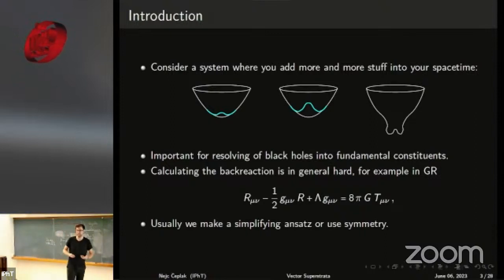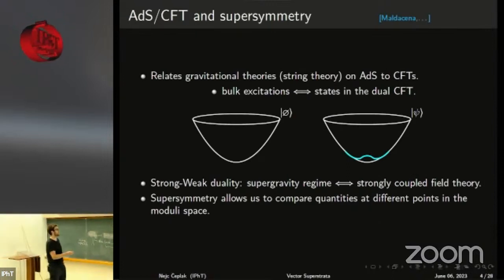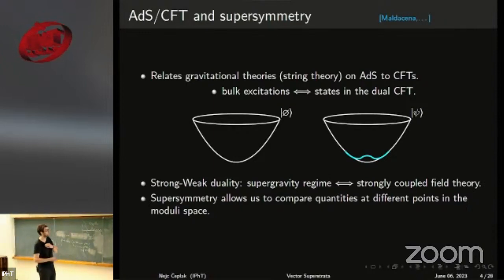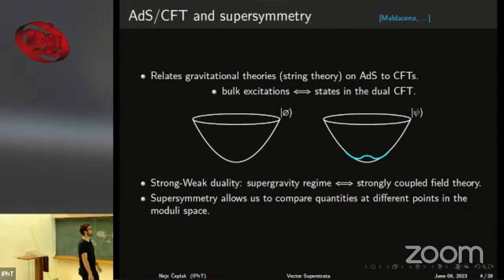And this will be exactly the same, exactly what I will do in this talk. What I will use is, in fact, AdS/CFT and supersymmetry. And so just a very short recap of AdS/CFT. It relates a gravitational theory to a non-gravitational theory on the boundary. You relate the gravitational theory in AdS to a boundary CFT.